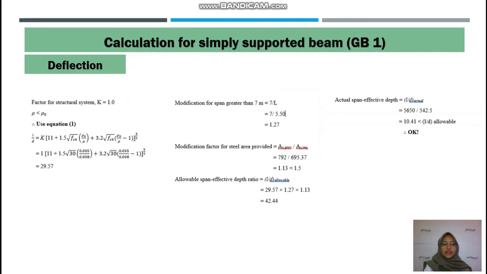Next point is deflection. From the equation that you can see here in the slide, the value could be used to find the allowable span or the actual effective span for the ground beam. So from this calculation, you can say that the actual span is okay and acceptable.